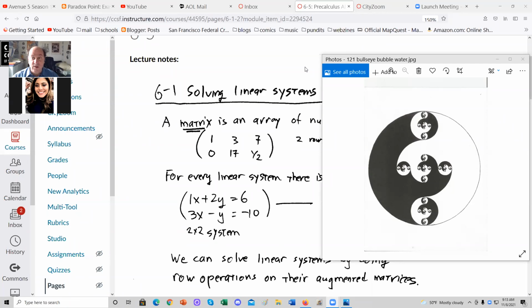Oh, they've changed the way it sounds. The creepy robot sounds different. Okay, whatever. This Zoom session is being brought to you by the Fractal Bullseye Bubble Water.